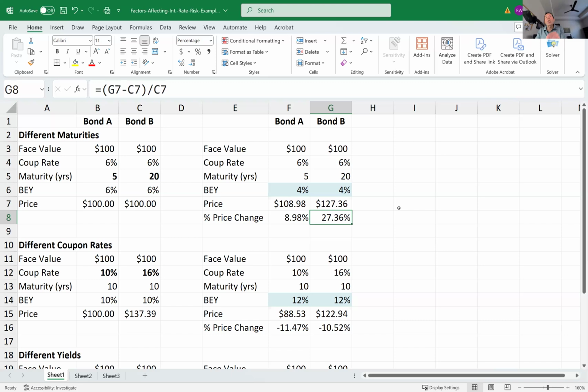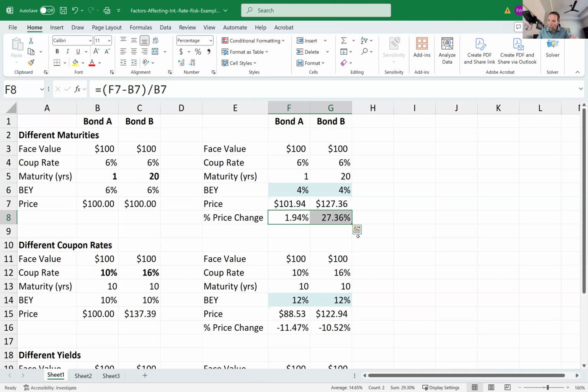So that's the first thing that is going to affect your interest rate risk. And the most important is going to be the maturity. Bonds with a longer time to maturity are going to have more interest rate risk. And if you wanted to, you could change this around so that bond A has maybe only 1 year to maturity, something like that. And now you can see, wow, in a situation like that, bond A only went up by 1.94%, bond B went up by 27%. Okay, well, there's a big difference in their maturities. So that's why you've got a big difference in their interest rate risk. So you can kind of play around with this, make it anything you want.